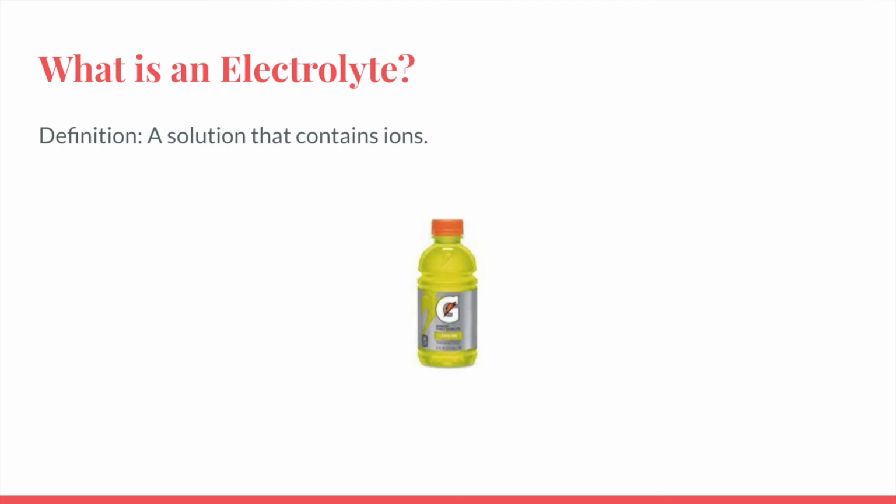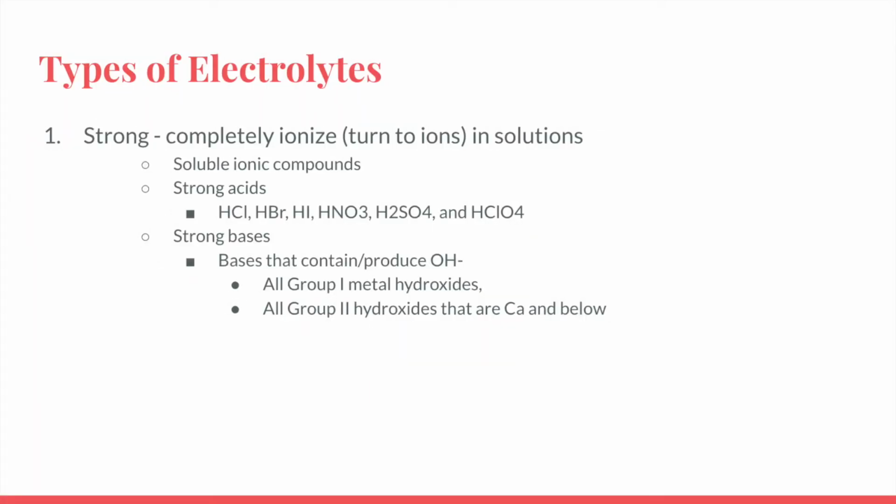What are electrolytes? Electrolytes are solutions that contain ions, and Gatorade is a famous brand that is known to include electrolytes in its drinks. There are different types of electrolytes, the first one being the strong electrolytes, and they completely ionize in solutions. They are strong acids, soluble ionic compounds, and strong bases.